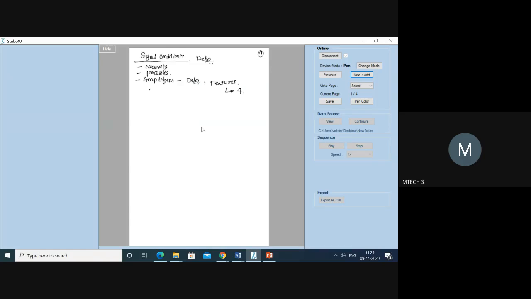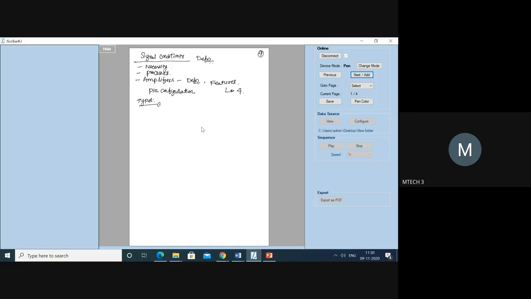Then we have discussed the pin configuration. This is very important. We have discussed the pin configuration. Then after the pin configuration, we have discussed types. Types of operational amplifier.